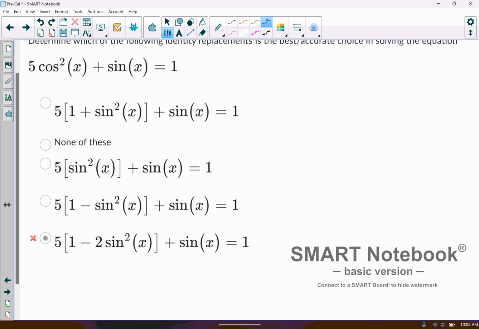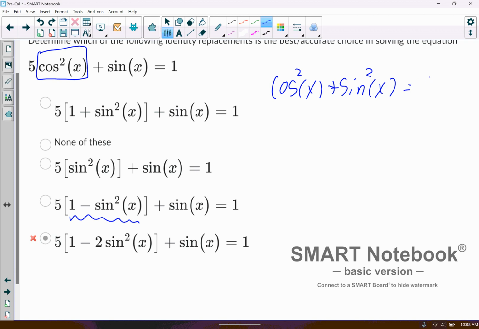If you were to look back at the identity for cosine of x squared, it should actually be 1 minus sine of x squared. You have the 2 right there, so it's a simple little thing. But that's our Pythagorean identity right here. So that would be cosine of x squared plus sine of x squared equals 1, right? And so if you were to isolate the cosine, if you were to subtract both sides by sine of x squared, that'd be equivalent to that cosine of x squared right there.